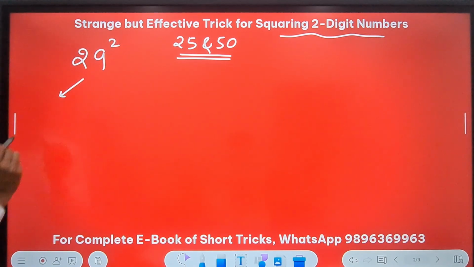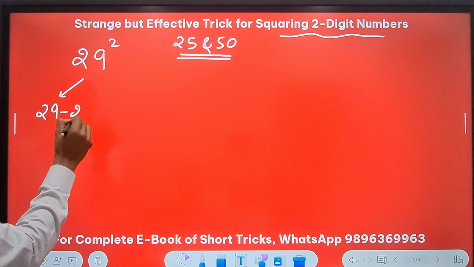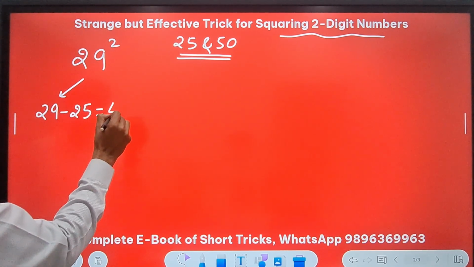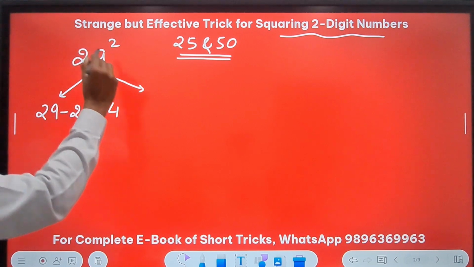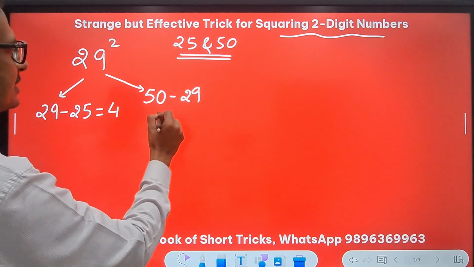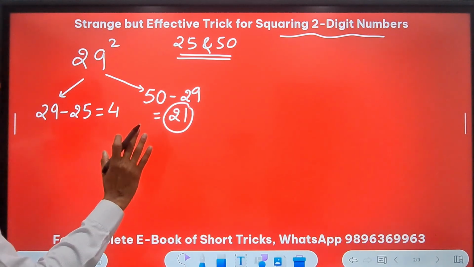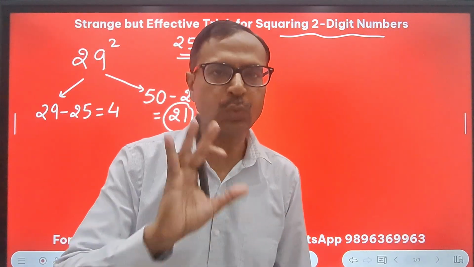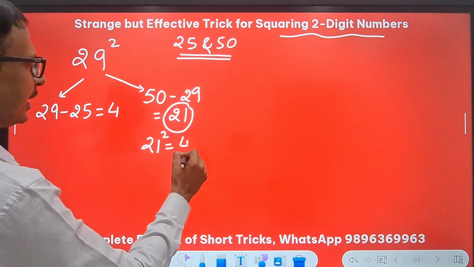The first step is just to take the difference of 29, the number here, and the first number which I have taken here, 25. The difference happens to be 4. And the second step is, because this number is less than 50, I will subtract this number from 50. So 50 minus 29 happens to be 21. Now if I know the square of this number 21, then my job is done. So it is expected that you should know squares of numbers up to 25 at least, right? So 21 square is 441.